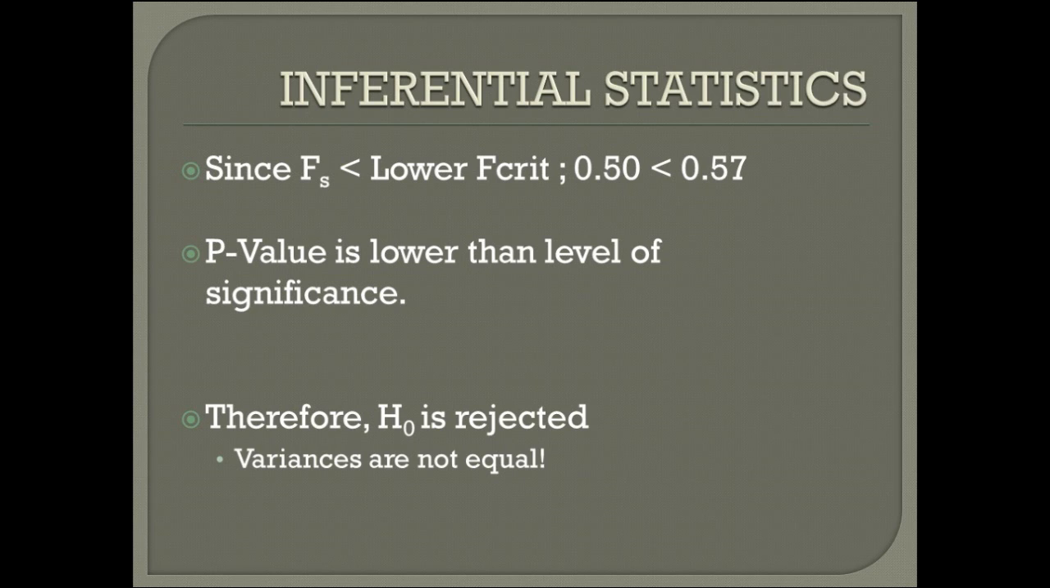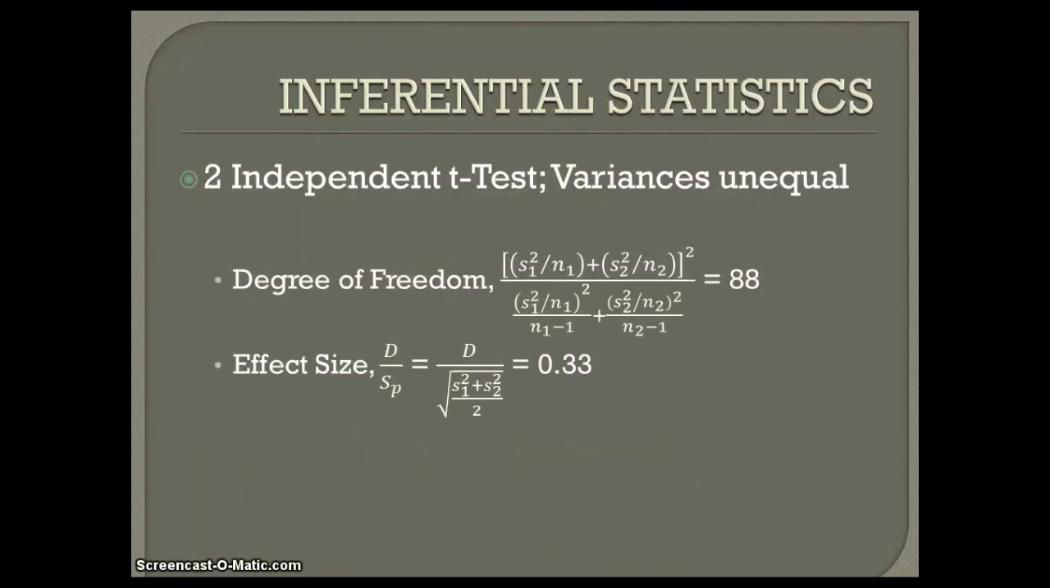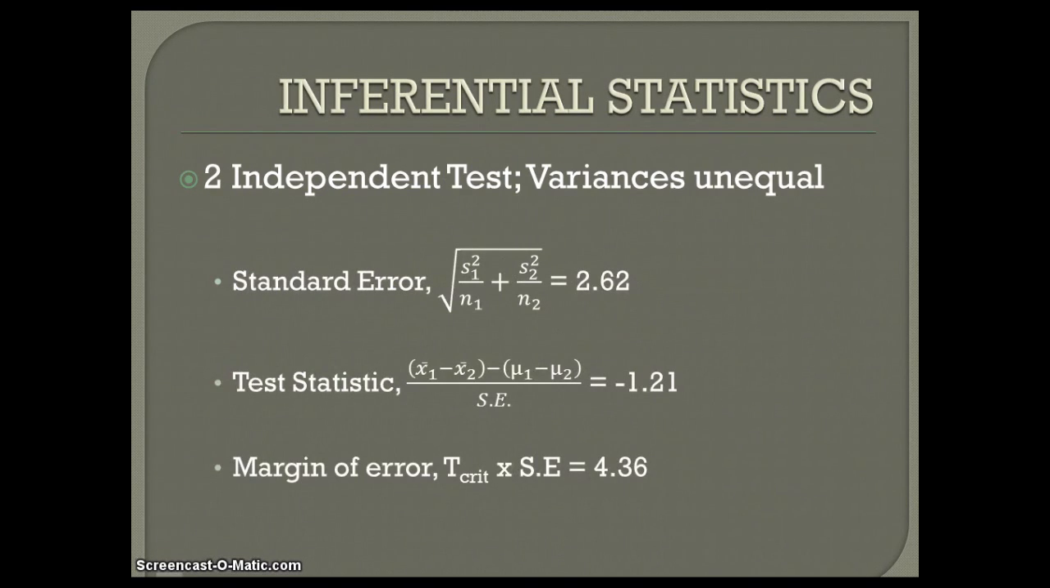Now I will pass on to Samuel, who will continue with the two independent t-tests. Since we are only interested in whether young adults in their 30s have a higher mean heart rate as compared to middle-aged adults in their 50s, a right-tailed two independent t-test was used. Thus, the degree of freedom is equal to 88 and the effect size is equal to 0.33. The standard error is equal to 2.62. The test statistic is equal to negative 1.21 and the margin of error is equal to 4.36.